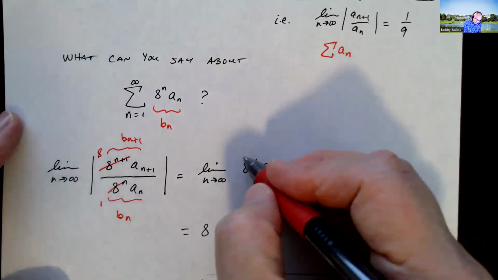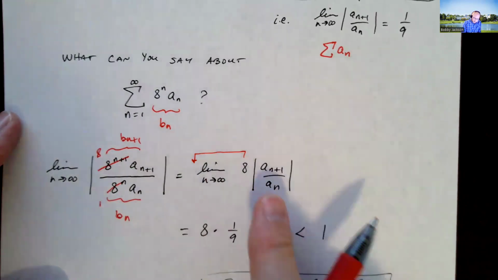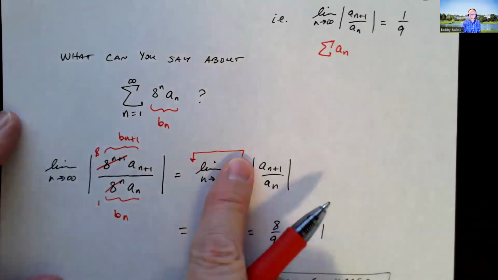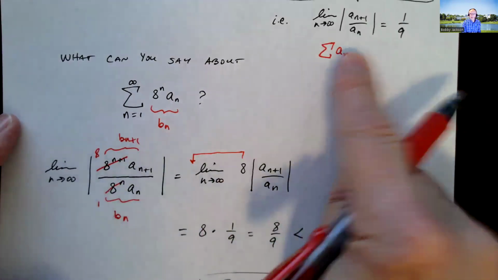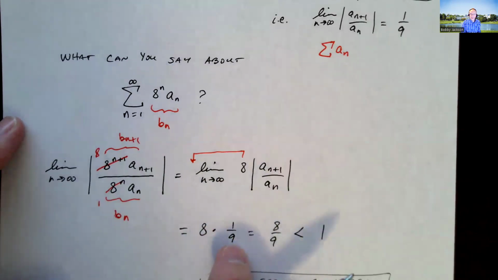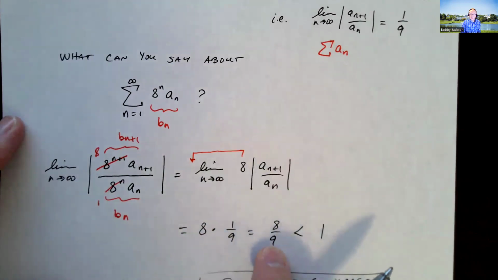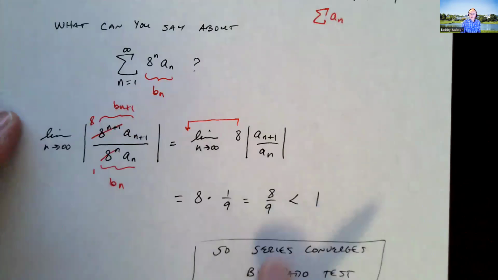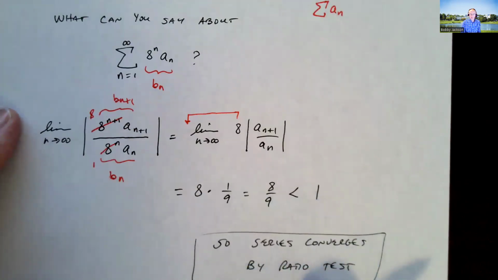So for the limit of this, I can pull this constant multiple out, provided the resulting limit exists, which I know it does because we're told up here it's 1/9. So I get 8 times 1/9, which is 8/9. 8/9 being less than 1, the series converges by the ratio test.